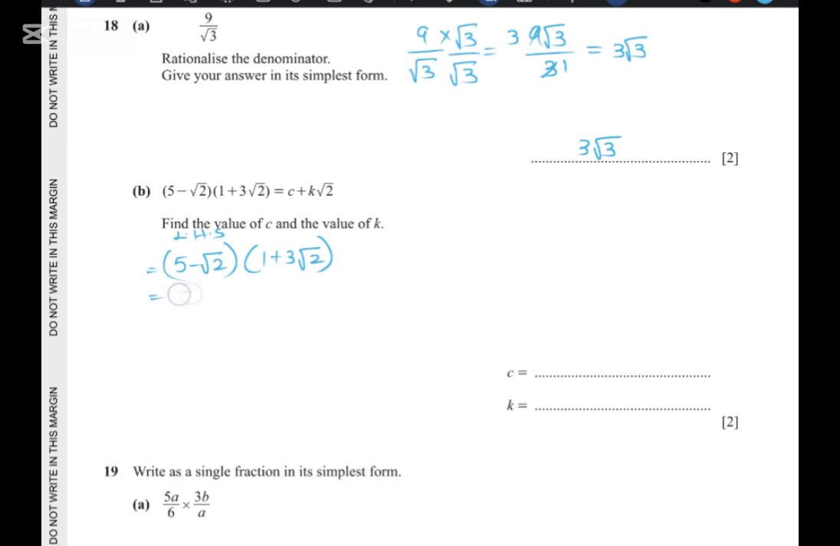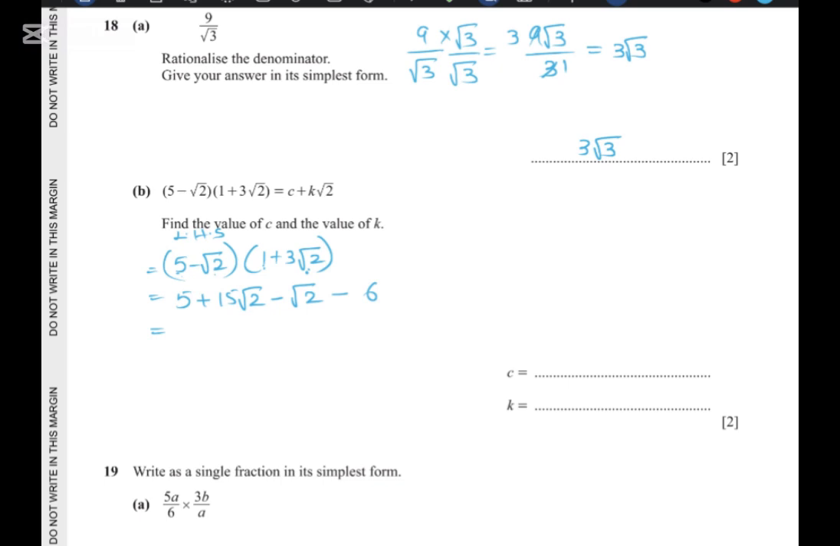5 into 1 is 5. 5 into 3 root 2 is 15 root 2. Then minus root 2 into 1 is minus root 2. Minus root 2 into plus 3 root 2: minus 3 into root 2 into root 2. So root 2 into root 2 becomes 2, and 3 2s are 6. So you can write here directly minus 6.